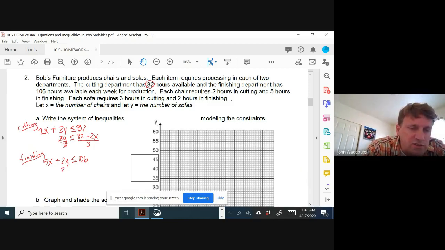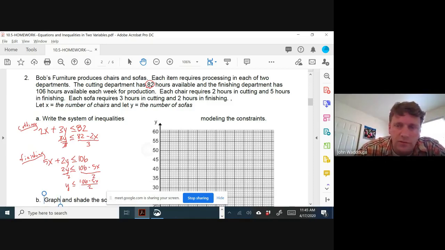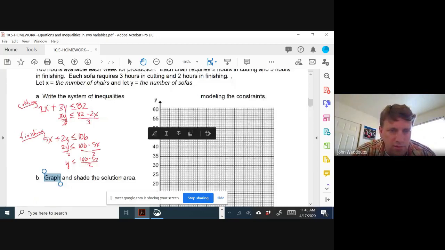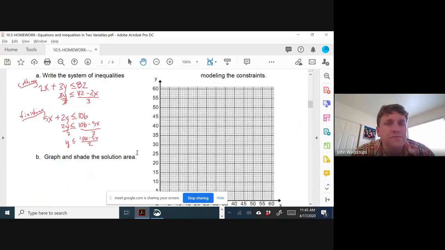Otherwise, it just gets messy with the fractions and decimals that come as a result. So I'm going to put them in as such. Over here, I've got 2y less than or equal to 106 minus 5x, and then divide both sides by 2. y then is less than or equal to (106 minus 5x) divided by 2. So then the only thing left is to graph and shade these.